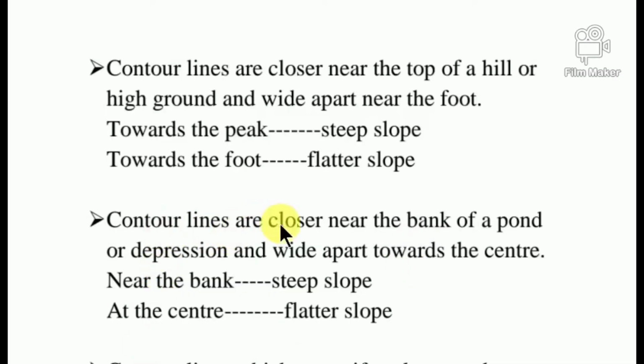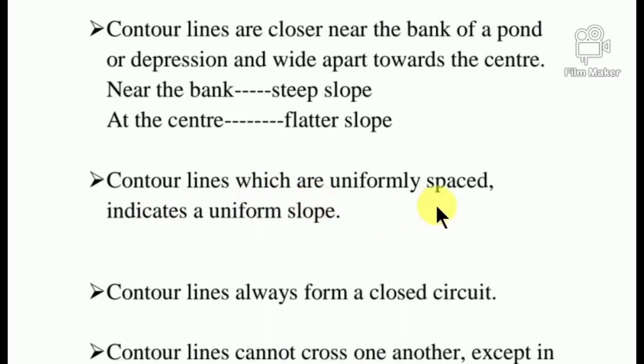Next, contour lines are closer near the bank of a pond or depression and wide apart towards the center. That is, say we have a pond, at the bank of the pond the contour lines will be very close, so it will represent a steep slope. But at the center the contour lines will be far apart, so at the center of the pond we will get a flatter slope. The next, contour lines which are uniformly spaced indicate a uniform slope. That means if our contour lines are uniformly spaced, that will indicate a uniform slope.